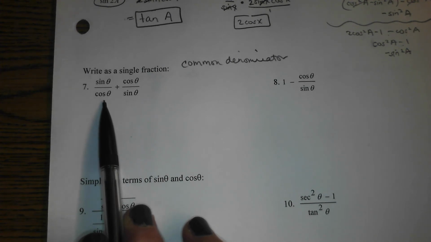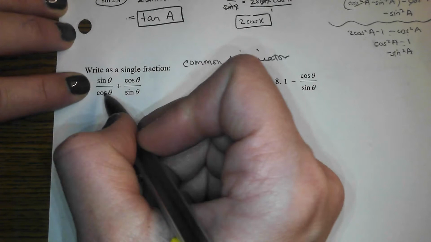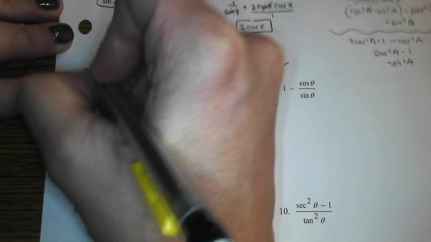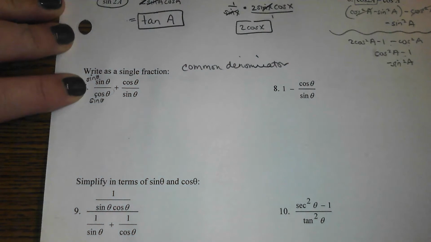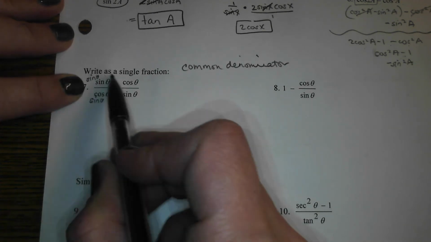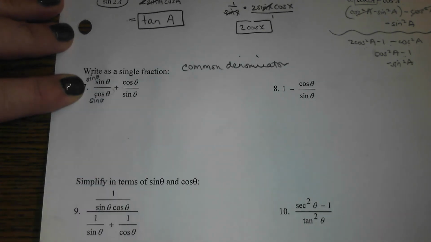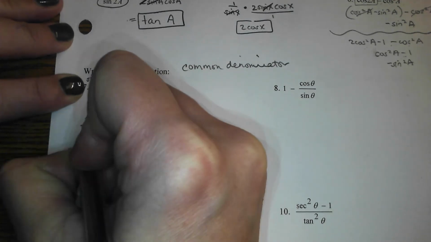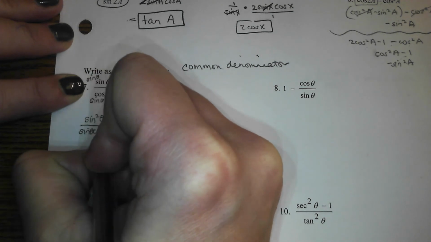Sine theta, right? So in order to give this denominator a sine theta, you have to multiply by sine theta over itself, because you're multiplying by 1, but in such a way that it will change the appearance without changing the value. So what does my numerator become? Sine times sine is not 2 sine. Sine squared. And my denominator is just sine cosine.